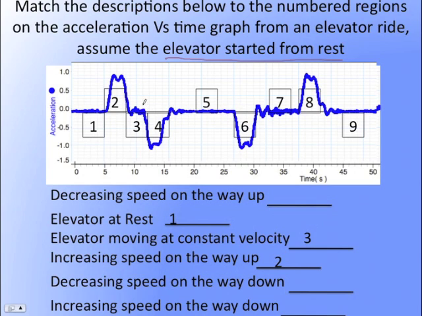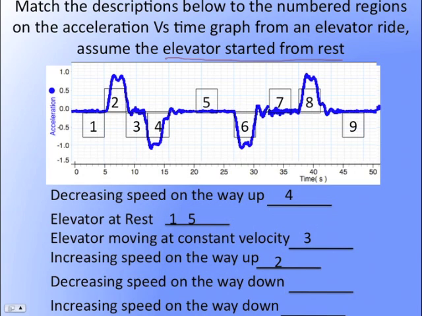Then it starts to reach the floor it wants to stop at, so now it's going to have to slow down and stop. So we know 4, we are decreasing speed and we're still on the way up. Then we come to a stop, there's a little wiggle there, and now the acceleration is 0. So we know 5 is the elevator is at rest, only because we've worked out this history. If you just look at region 5 without working out the history, you can't tell what's going on here. It could be constant velocity.